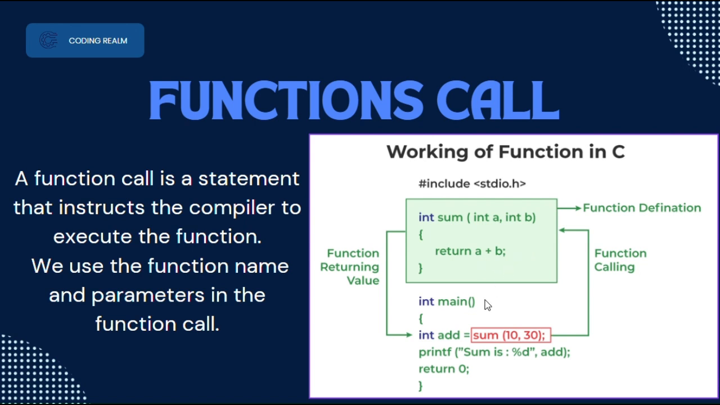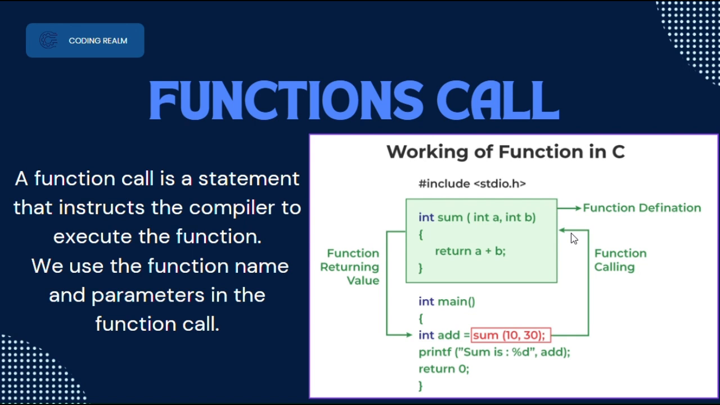Second step, I need to put the main function. In the main function, I need to define the sum, and I need to give a value for a and a value for b. The value of a is 10, the value of b is 13, and I need to print the sum on the screen and finally return 0. Here, int add equal to sum(10, 13), in this line in red, is a function call.